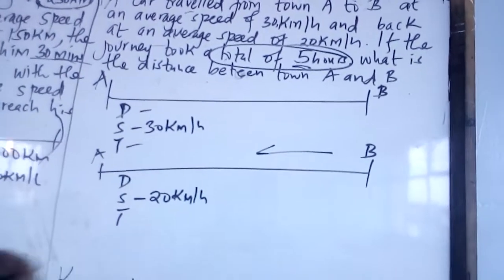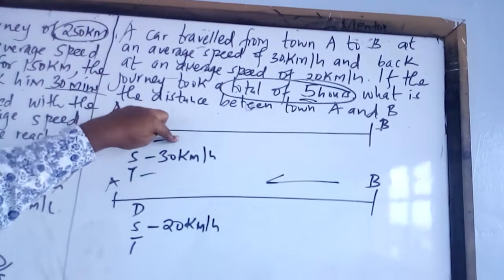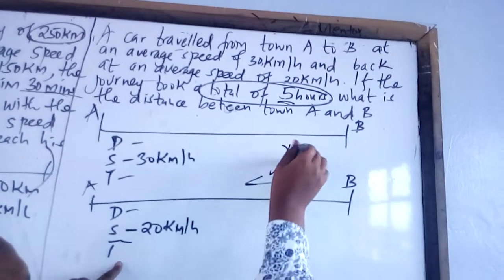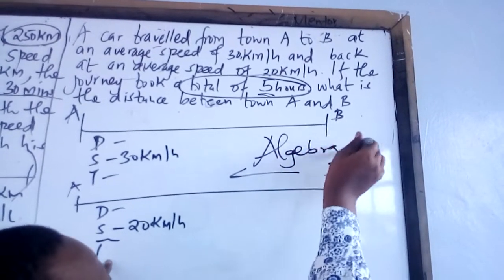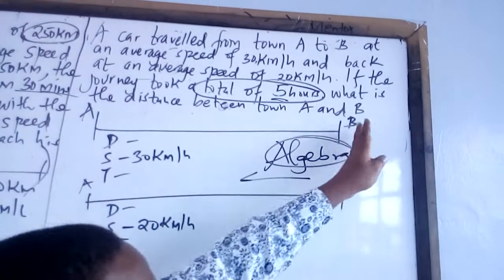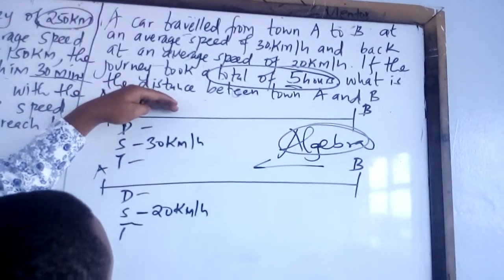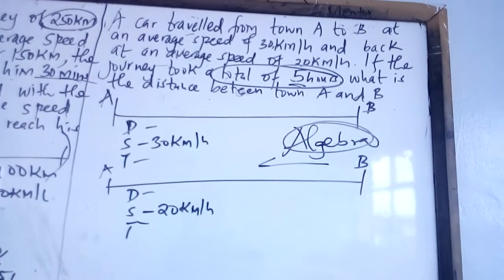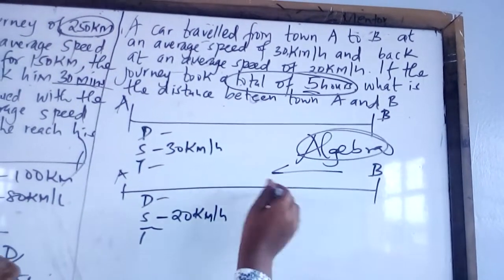How do you ask such a question? If you come across these two are missing and the other two parts are missing, what should come into your mind is algebra. What do I mean? Identify what is equal. If you compare from A to B and from B to A, the one that is equal here, the one that is not changing, is distance.